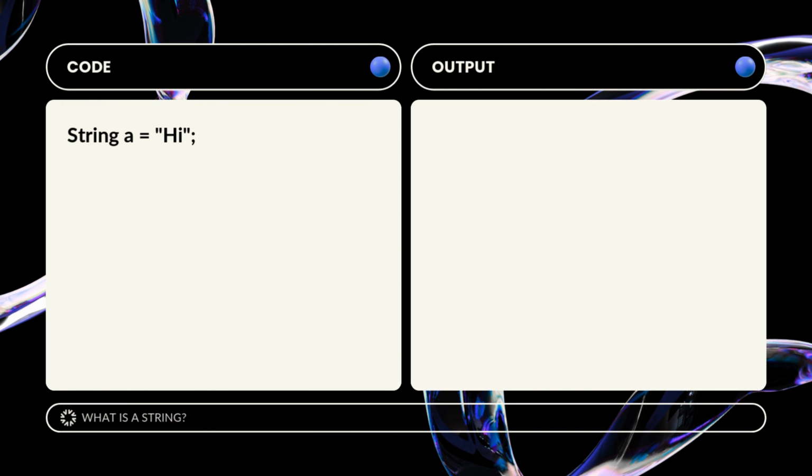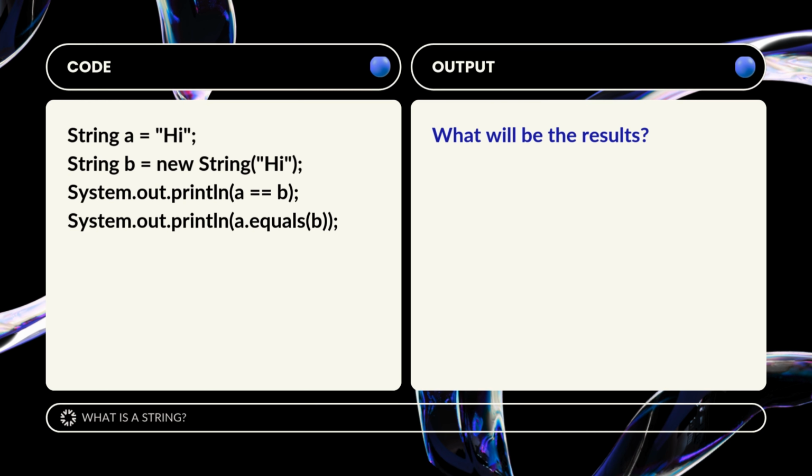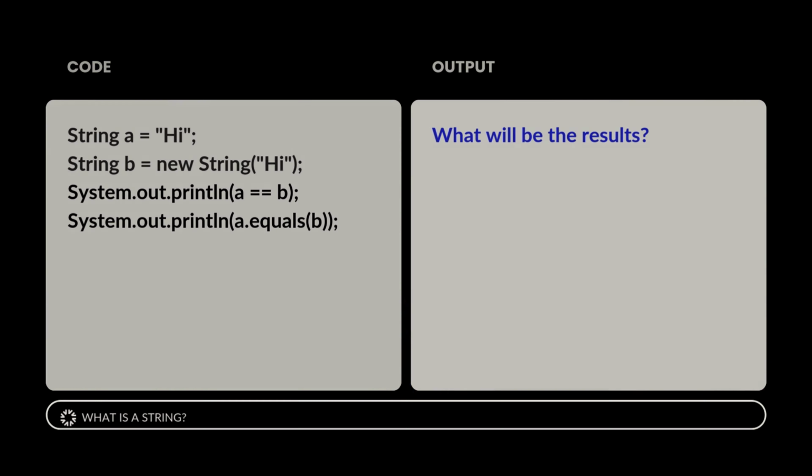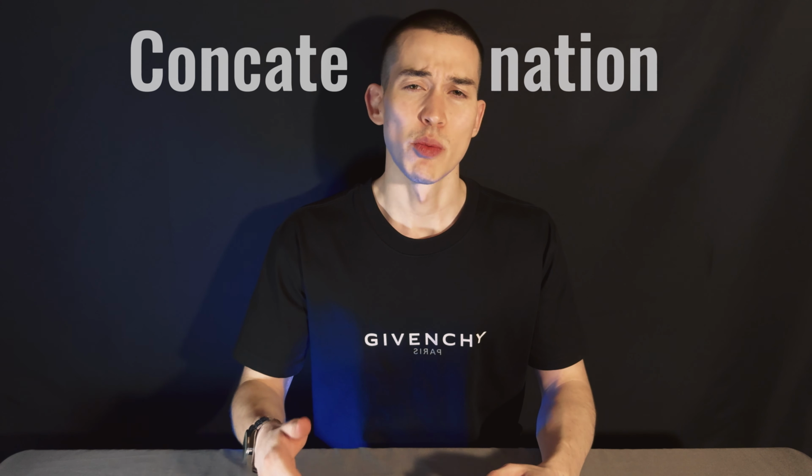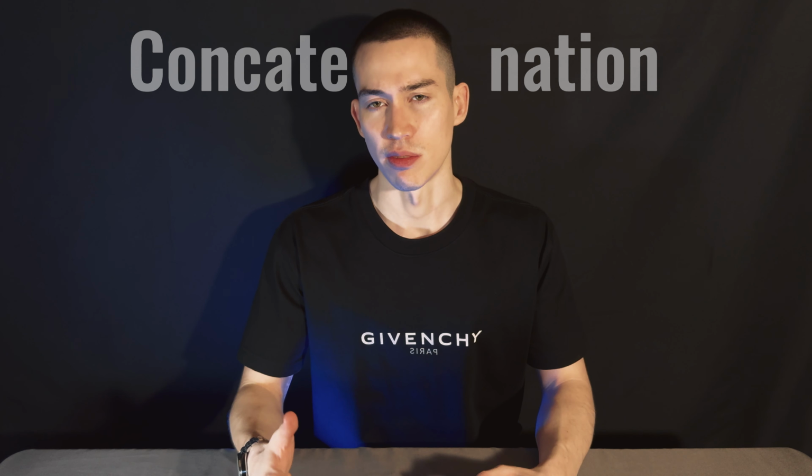Quick check for later. If String A = "hi" and String B = new String("hi"), what do A == B and A.equals(B) print? Hold that, coming soon. Before we dive into the official AP methods, let's cover the tool you will use constantly, concatenation. This is where many small surprises live.